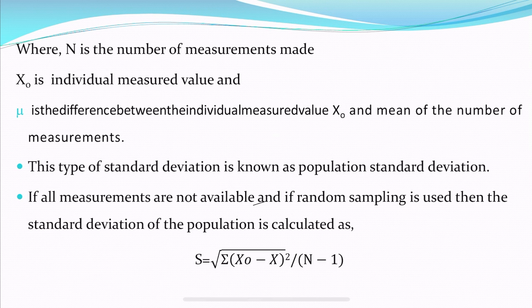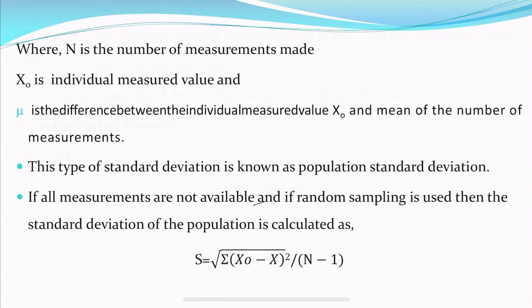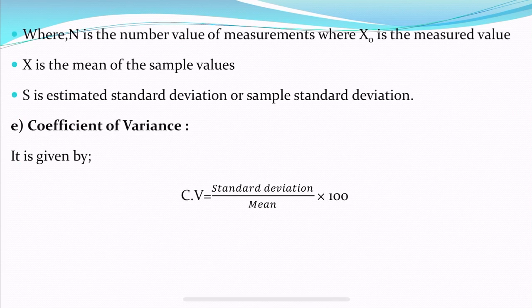So this is the equation used when there is a measurement which is not available and if random sampling is used, then we are going to use the standard deviation of the population by using this mathematical equation. So this is all about standard deviation. In this equation, n means the number of values of measurements, x naught is the measured value, and x bar is the mean of the sample values.